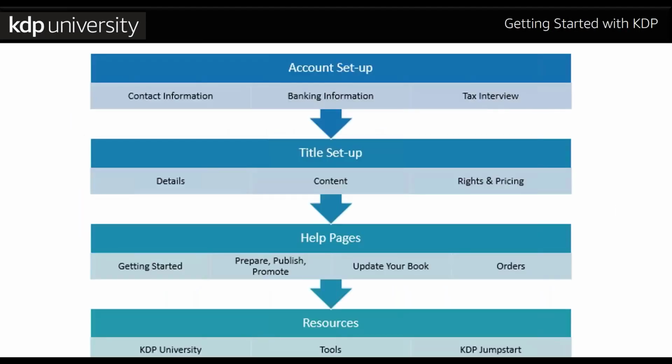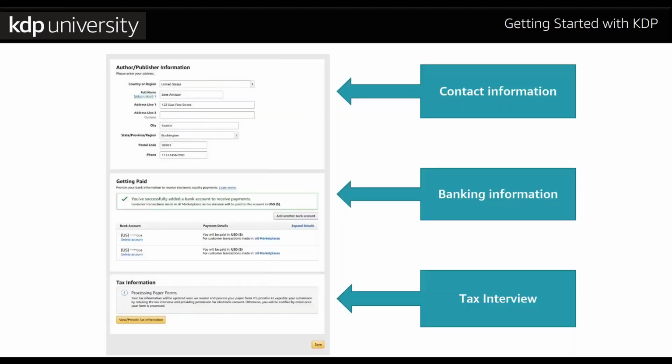Now that we have toured the entire website, let's take a closer look at the account setup, help pages, title setup, and additional resources. We will start reviewing the account setup. The account setup is broken down into 3 sections. The author publisher information. This would be the first form you will need to complete. Getting paid, which includes your banking details, and the tax information or tax interview.